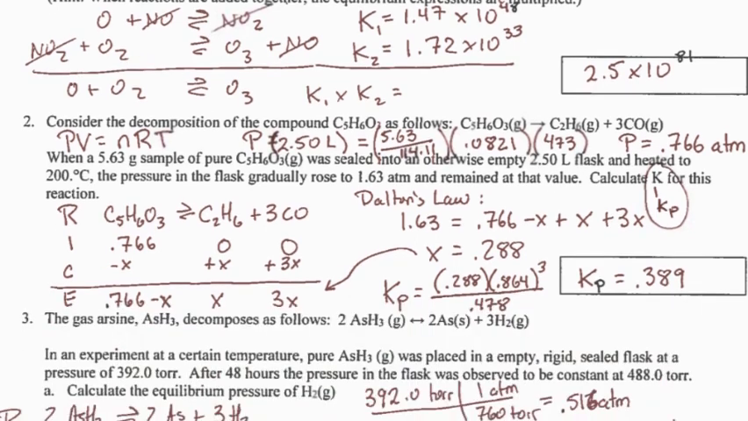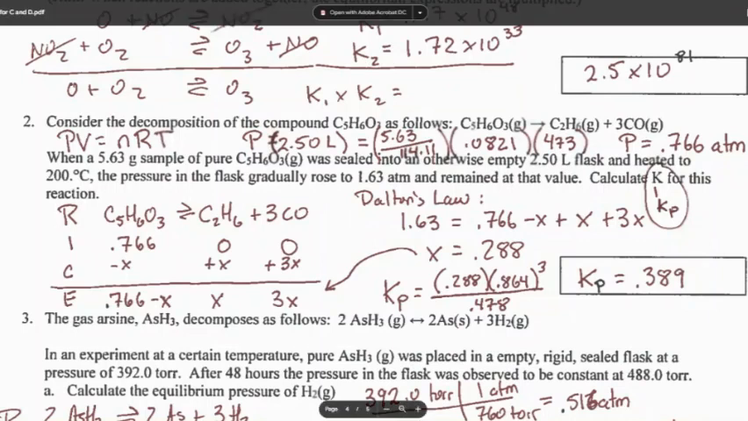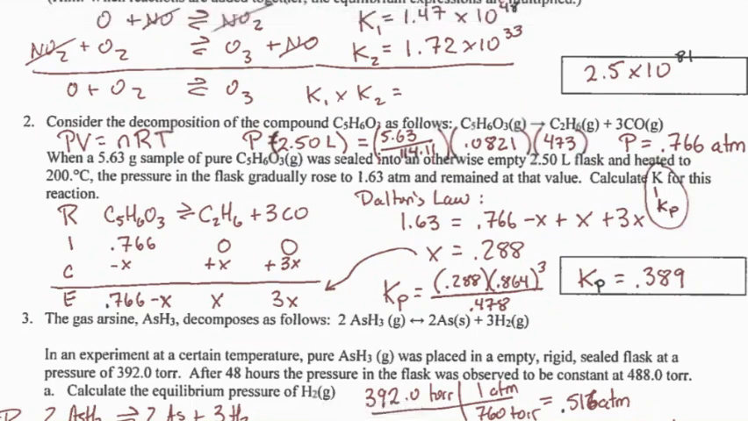All right. Number 2. Consider the decomposition of the compound C5H6O3. When 5.63 grams of the C5H6O3 was sealed in an otherwise empty container and heated, the pressure rose to this value. Calculate the K, the Kp for this reaction. Okay, all right. I should have said Kp.